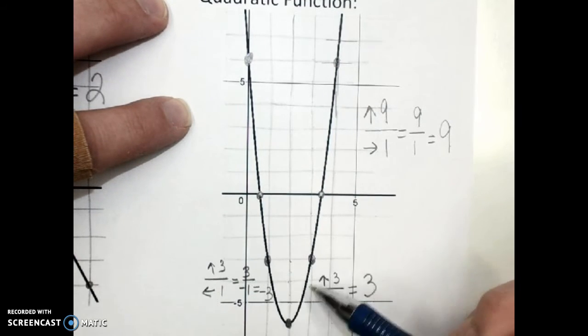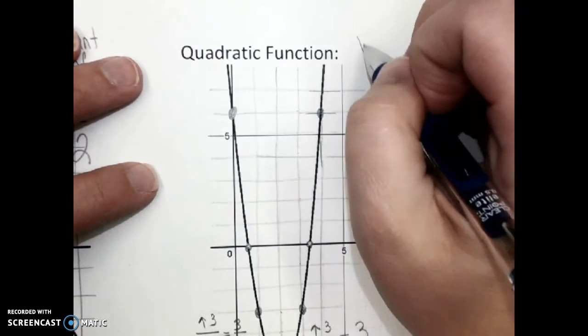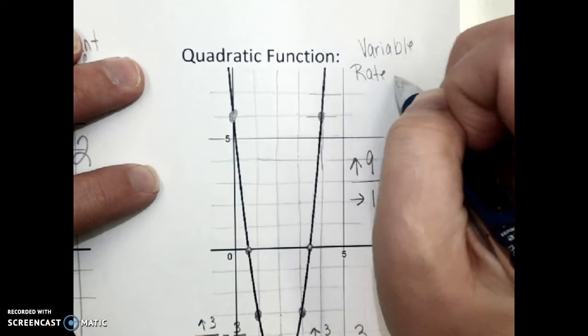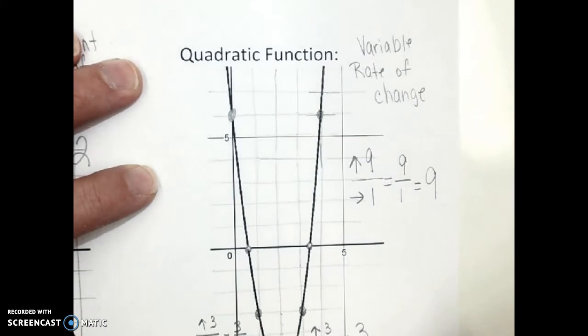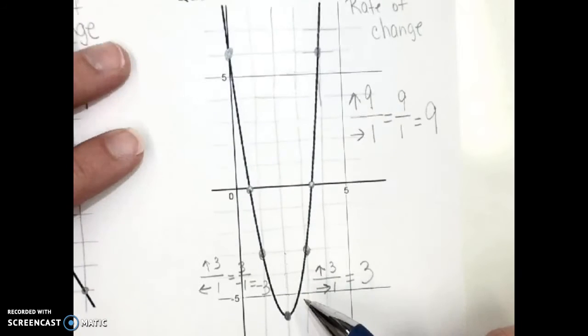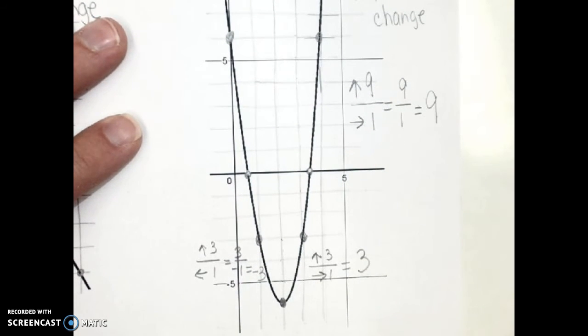Because all of these rates of change are different, they are not constant, and we say that a quadratic has a variable rate of change. Variable meaning it can change. So just because you find the rate of change between these 2 points, do not assume that that is the rate of change for every set of points on this quadratic function.